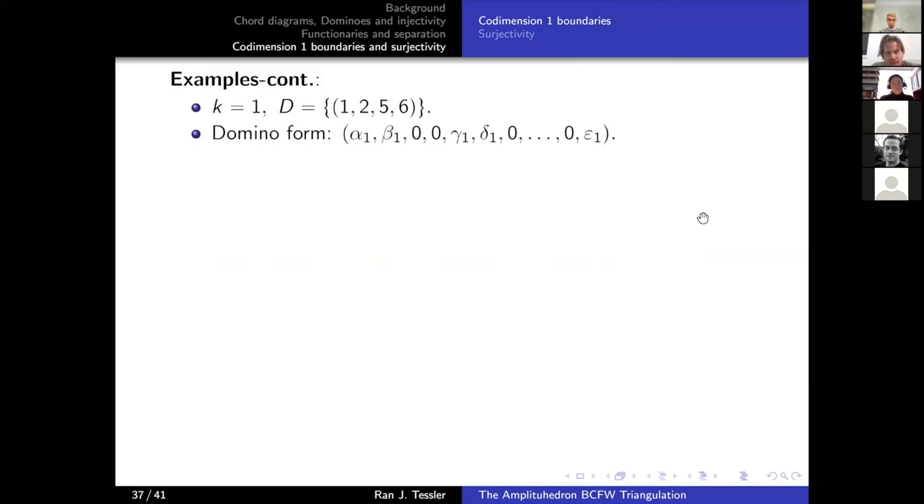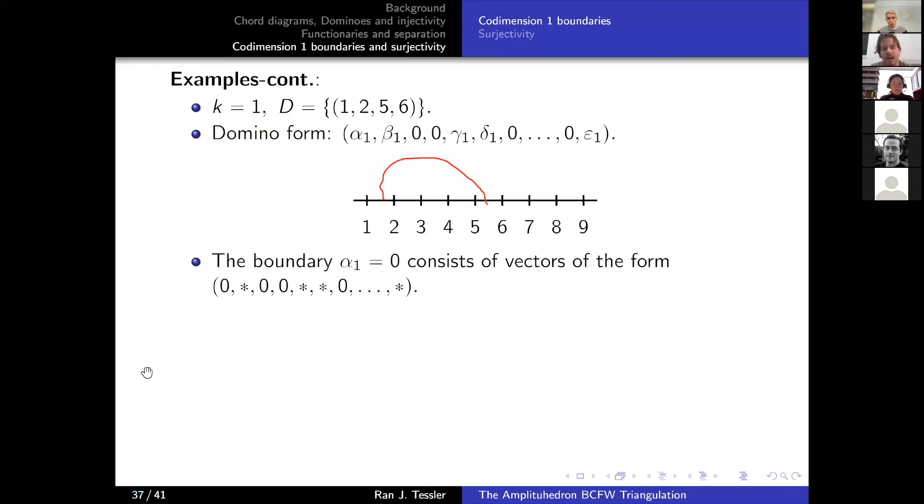Another example, again we have the same D. This time I will draw. So we have the same D, which is 1, 2, 5, 6. But this time, instead of considering the epsilon one boundary, we consider the alpha one boundary. So we get vectors of this form. These vectors are not in the kernel of any boundary twistor. They're in the kernel of a twistor, but it's not a boundary twistor. However, these vectors also appear in a boundary of another cell.